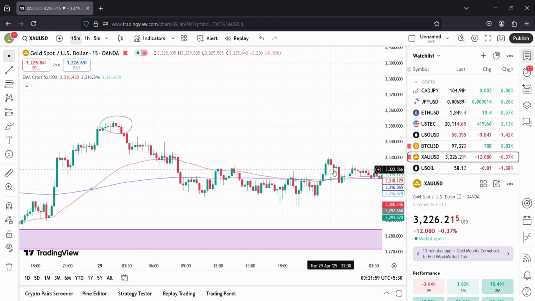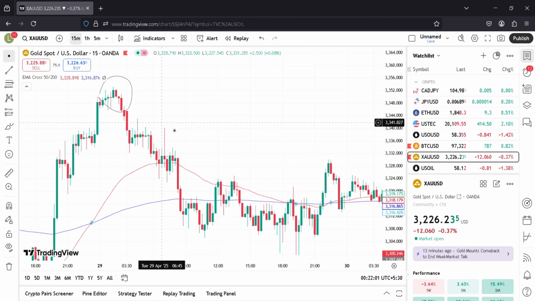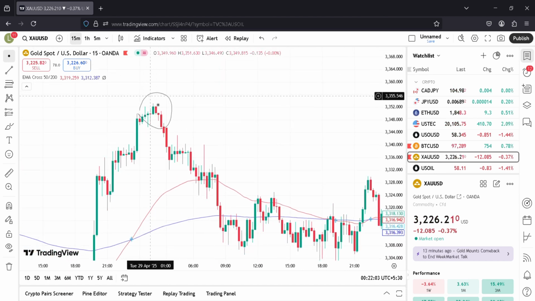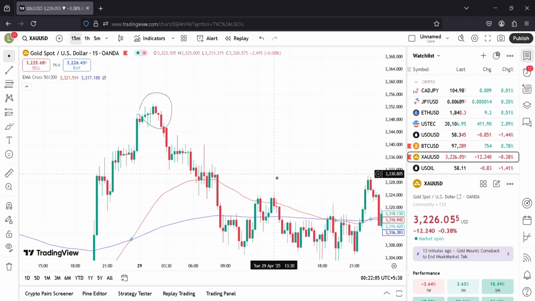Without wasting any time, let's begin, guys. This order block session we will divide into 7 sections. The first section is what are order blocks.